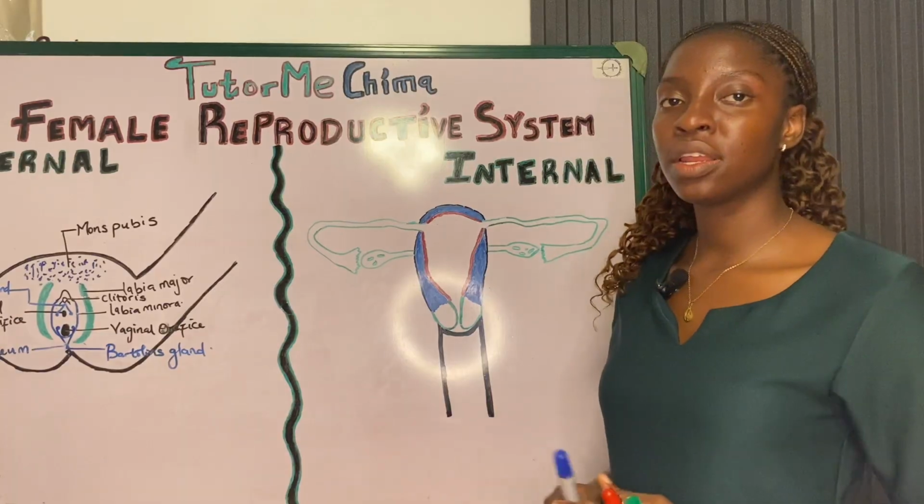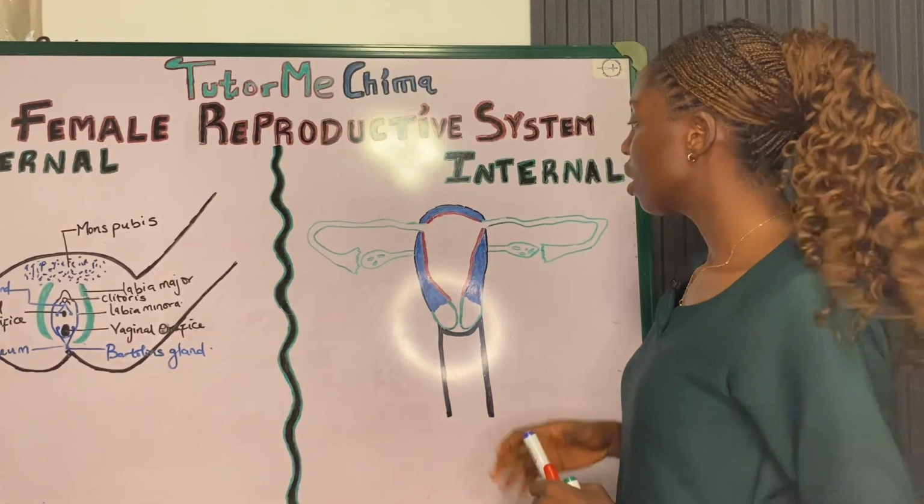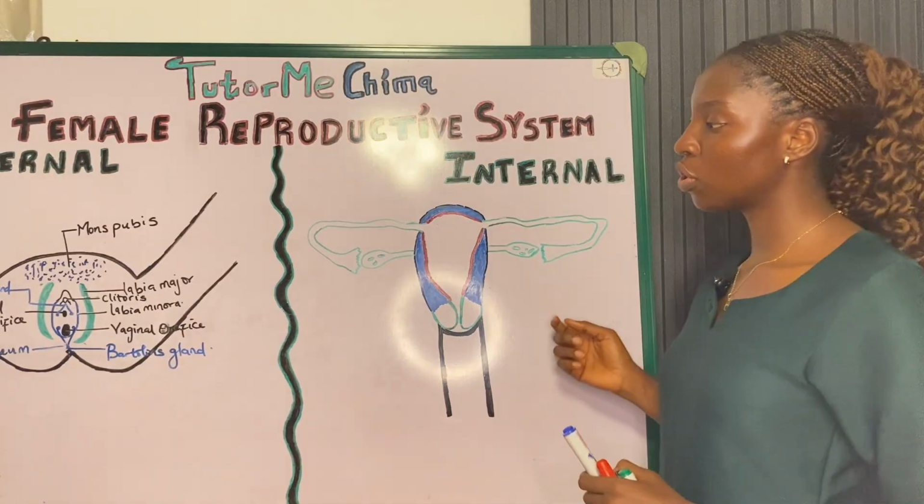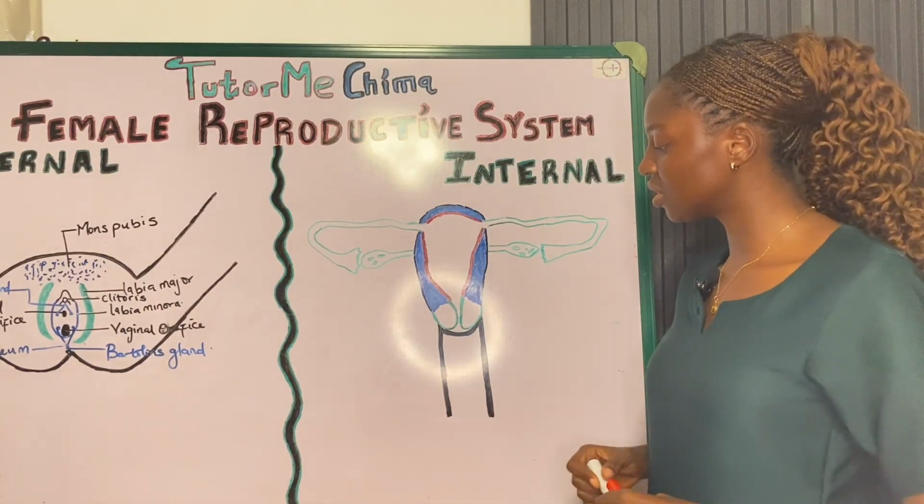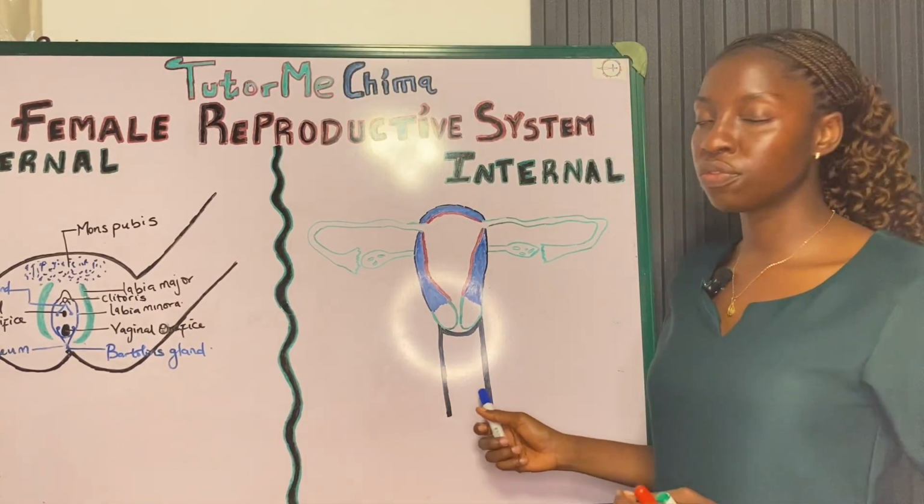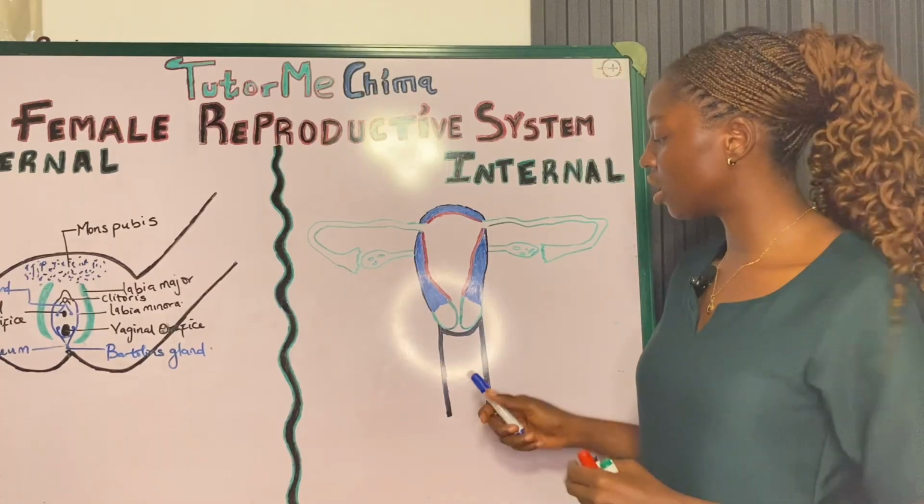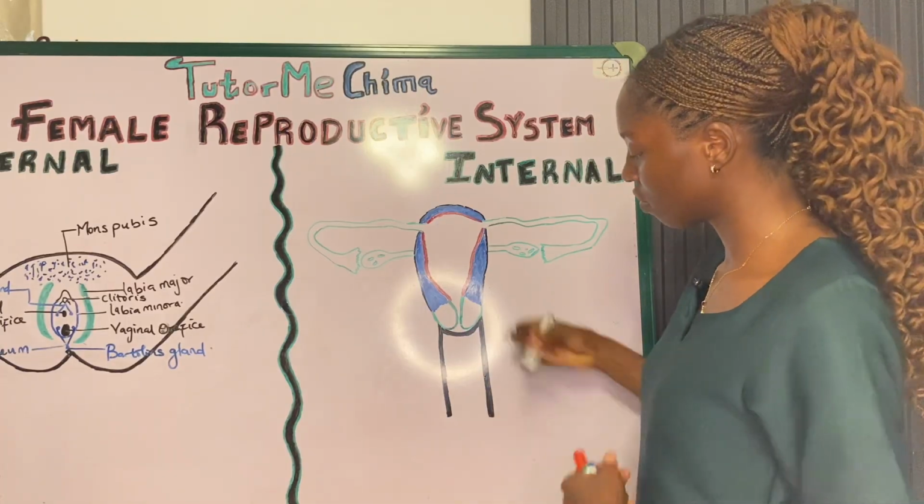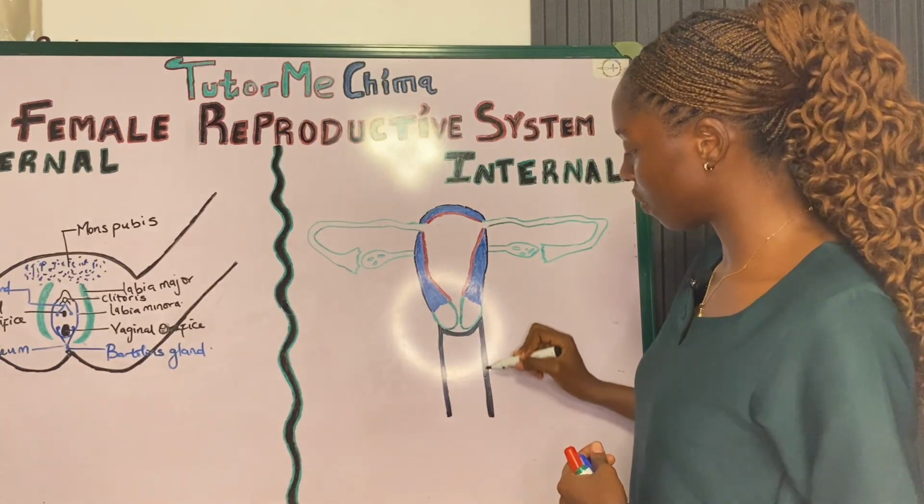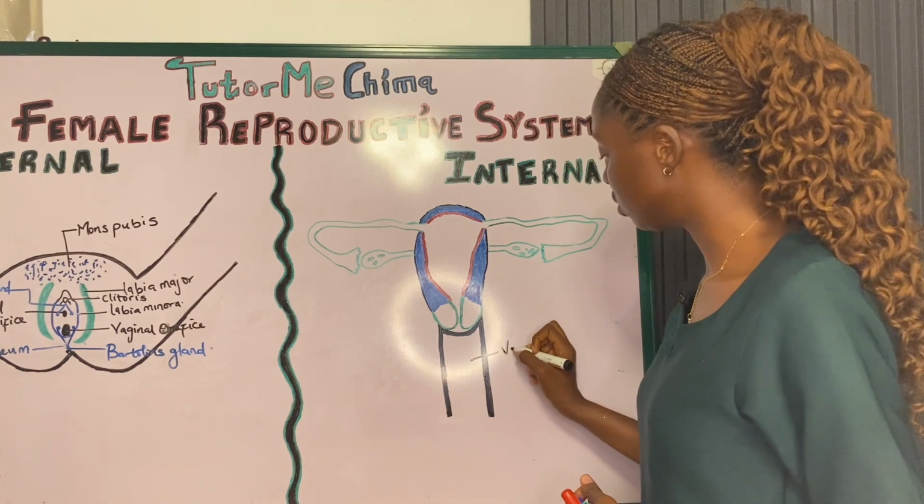Now I'll be looking at the internal female reproductive system. Now looking at this is the structure of the internal female reproductive system. And it first of all starts with the vagina. So this black thing you can see here, all this here, is the vagina.